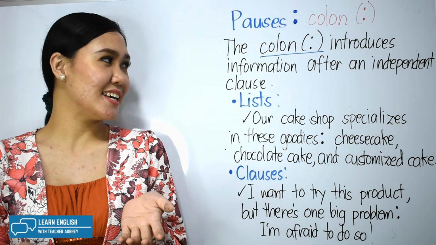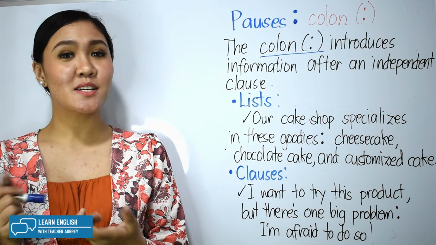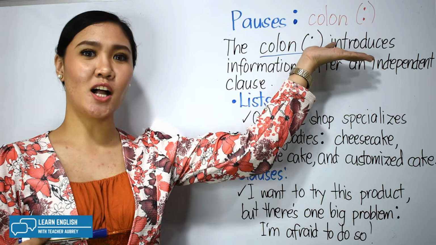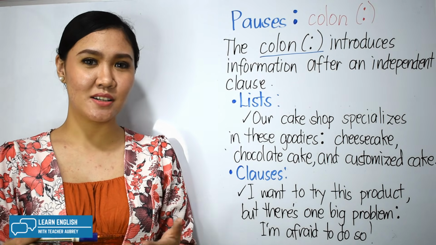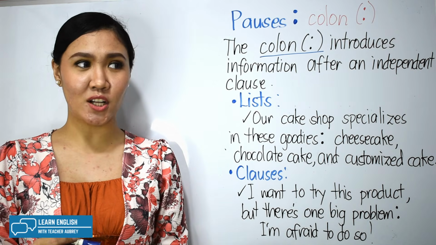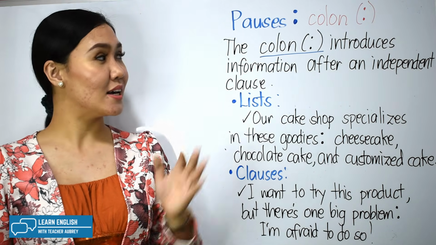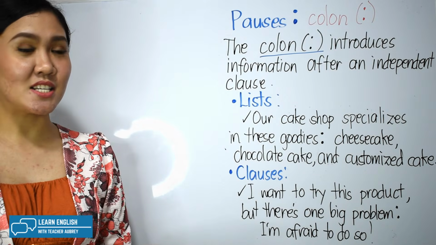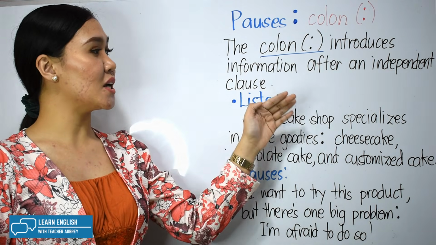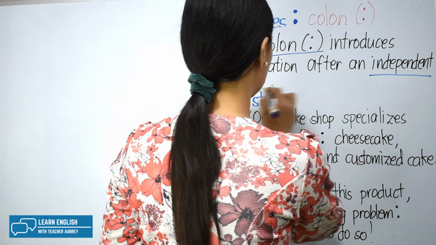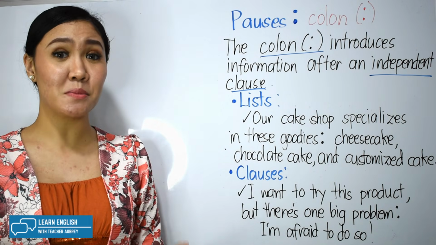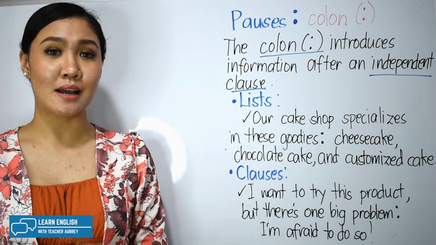And now we are finally here on our last punctuation mark under the pauses, which is the colon. Colon. In Filipino, tinatawag natin yan na tutuldok. Yung kanina, semicolon, tutuldok-kuwit. Ito naman, colon, tutuldok. Paano nga ba natin siya ginagamit at saan natin siya dapat gamitin? The colon introduces information after an independent clause. Ginagamit natin ang colon kung magbibigay tayo ng impormasyon pagkatapos ng isang independent clause.